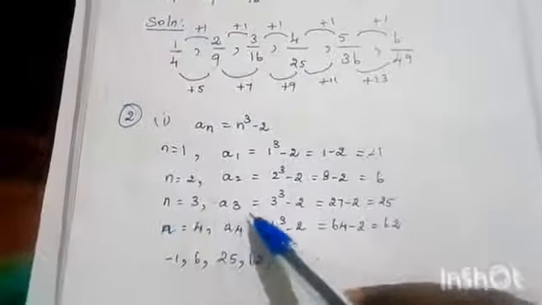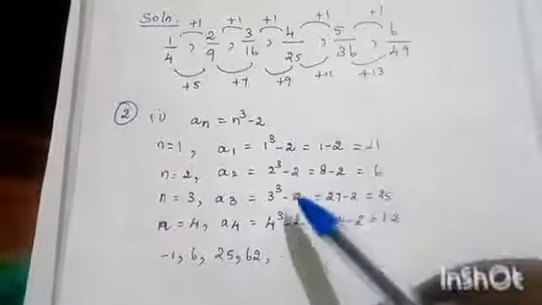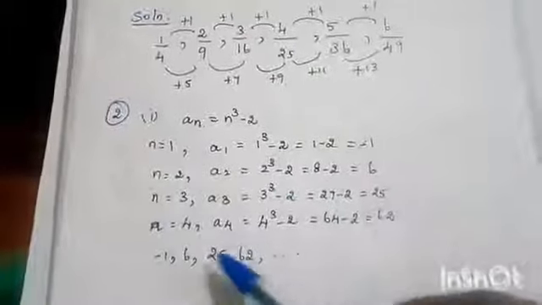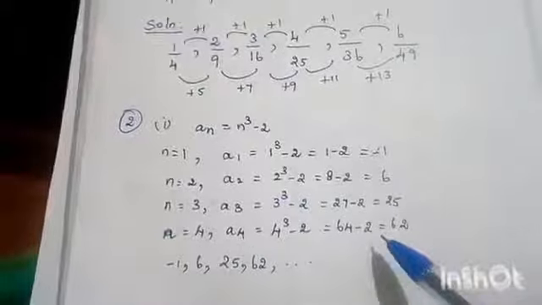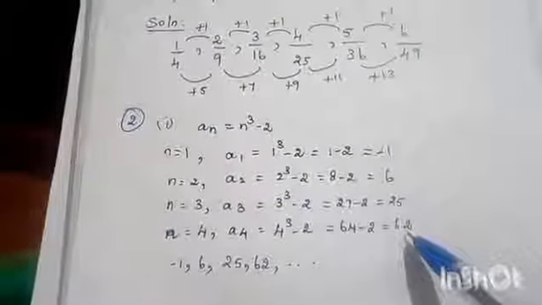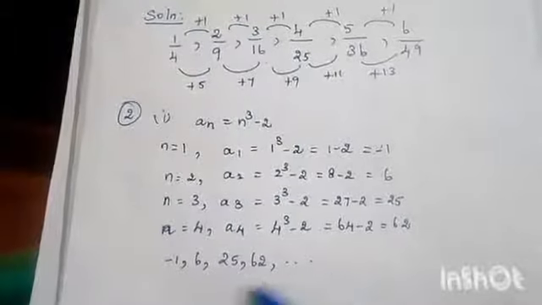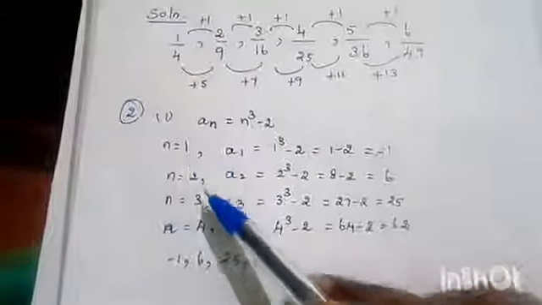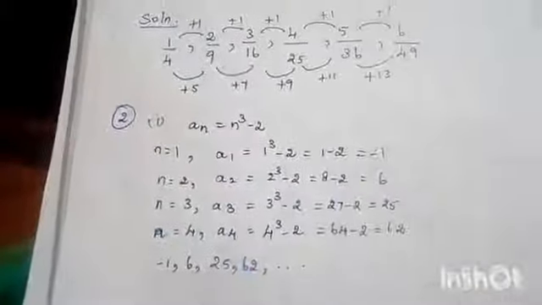Then n equal to 3. a3 equal to 3 cube minus 2, that is 27 minus 2. 3 cube value is 27 minus 2, that is equal to 25. N equal to 4, that is a4 equal to 4 cube minus 2, that is 64 minus 2, that is equal to 62. So minus 1, 6, 25, 62, etc. We want to find the four terms only, so you have to substitute the values 1, 2, 3, 4. Suppose you need up to a6, then up to 6 you have to substitute.